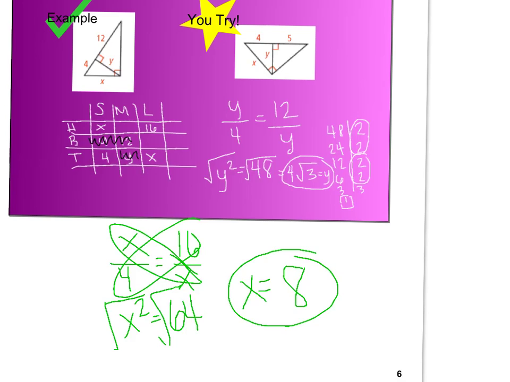All right, so please make sure that you have all of these examples in your notes and you have all of these you tries in your notes, and I will see you in class.